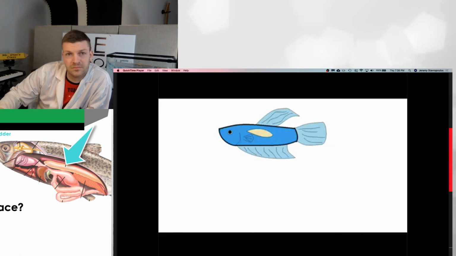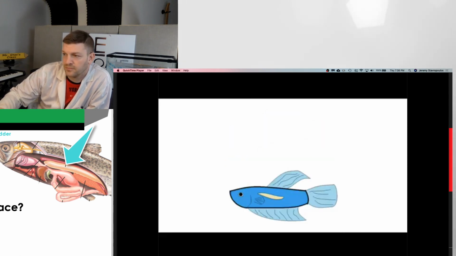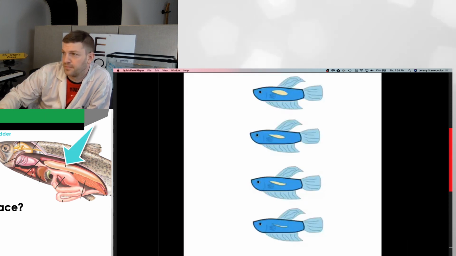If he decreases the gas in the swim bladder, then he will become heavier and sink in the water column. Notice that the fish is now upside down because it has sunk to the bottom. This is the same way that submarines work to move up and down through the water.